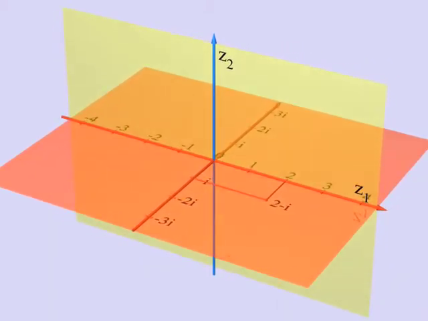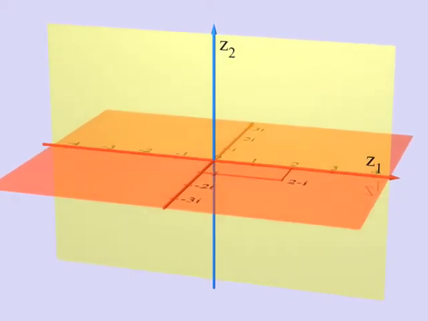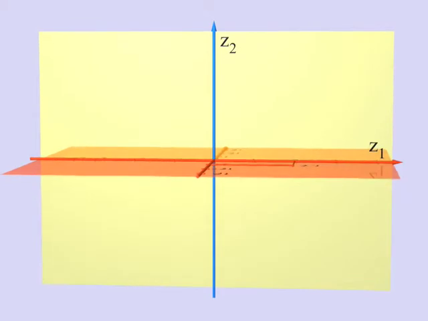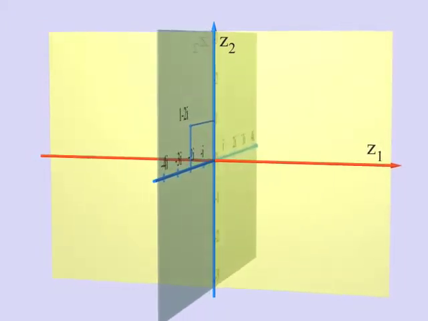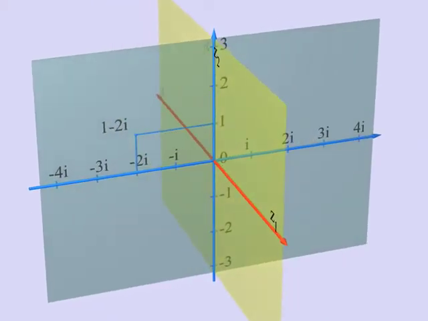For instance, here you see the point 2 minus i on the first axis. The same is true for the other axis, the y-axis. Here we can see the point 1 minus 2i on this axis.